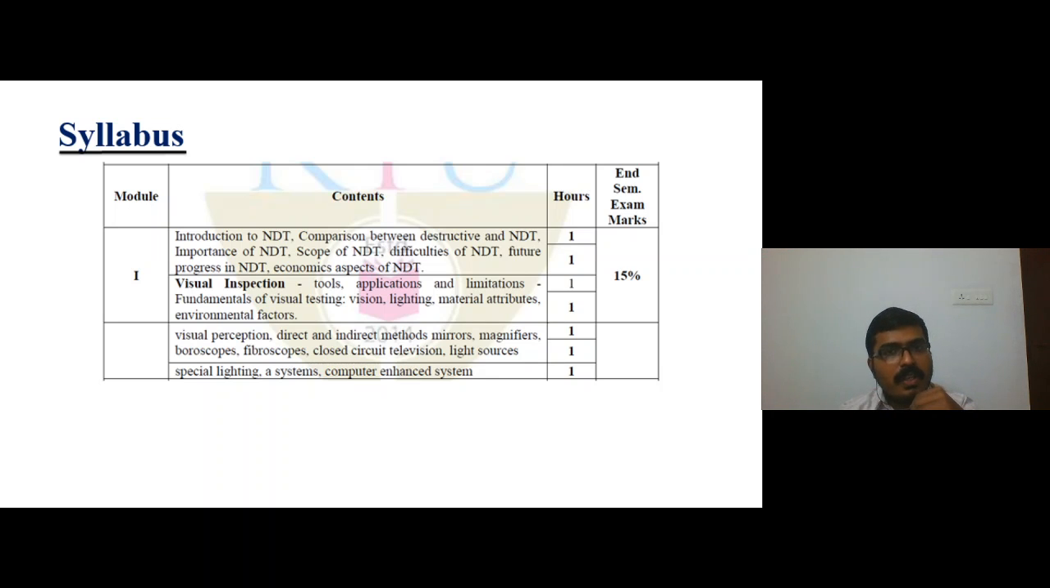Again, there is a particular range up to which a human eye can visualize a defect. In those cases, we will use optical aids like boroscopes, fibroscopes, and also the modern computer enhanced visual inspection systems for inspection of defects. These can only be used for surface defects.